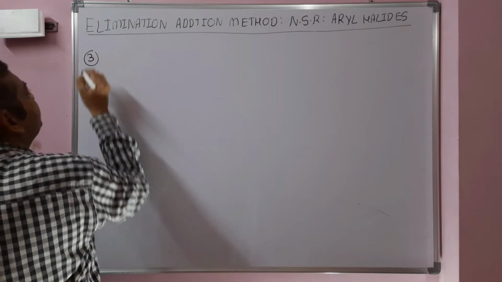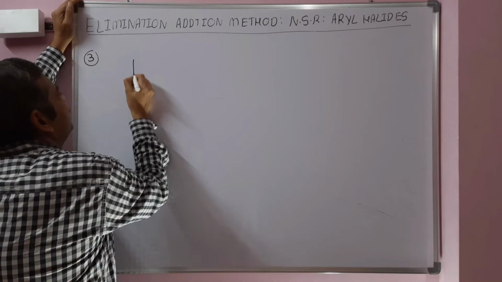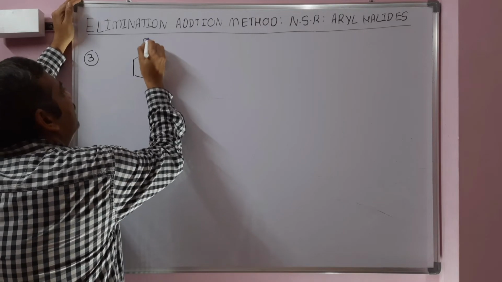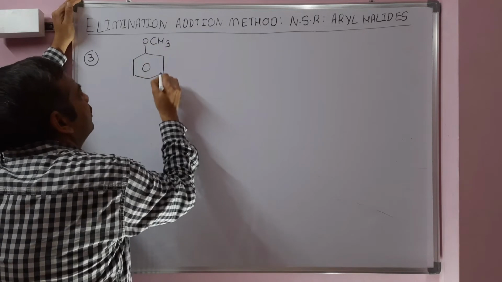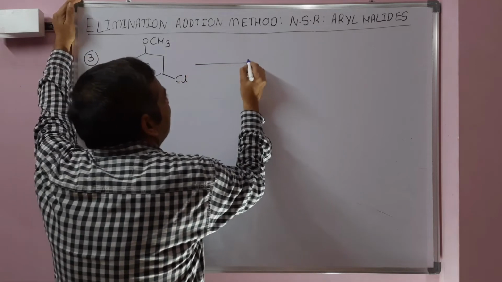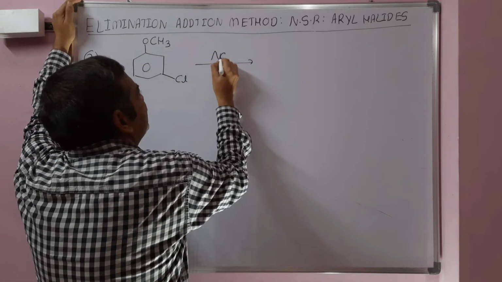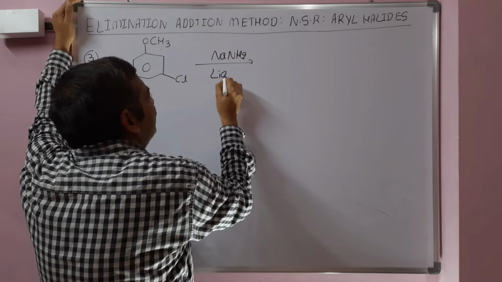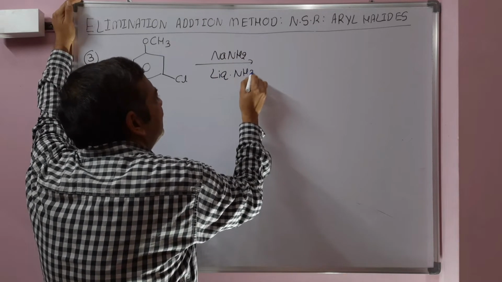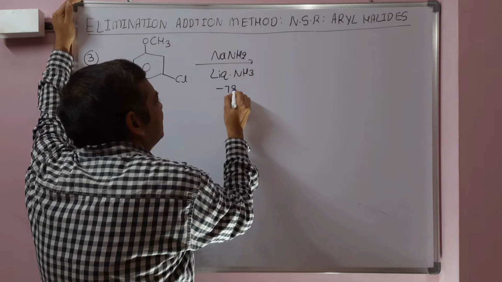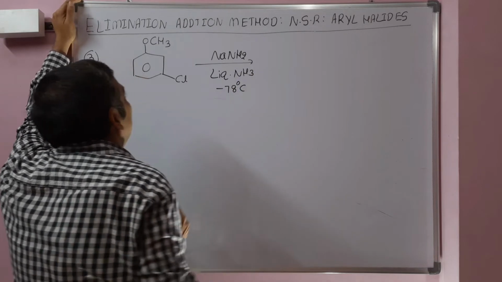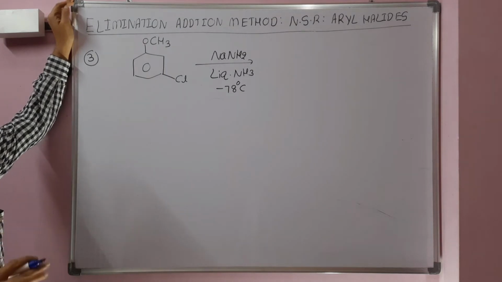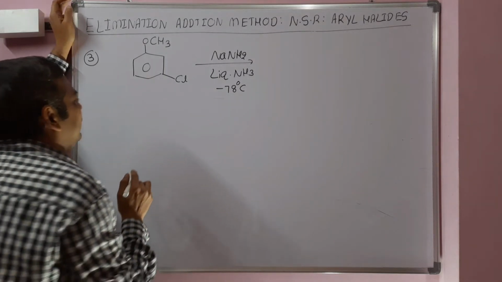Example 3, 3-methoxychlorobenzene. When 3-methoxychlorobenzene reacts with sodamide in liquid ammonia, write the major product. It's a nucleophilic substitution reaction. Since we are using sodamide in liquid ammonia, with a halogen there, at minus 78 degrees centigrade, benzyne will form. That means an elimination-addition mechanism, so it will definitely undergo nucleophilic substitution reaction.